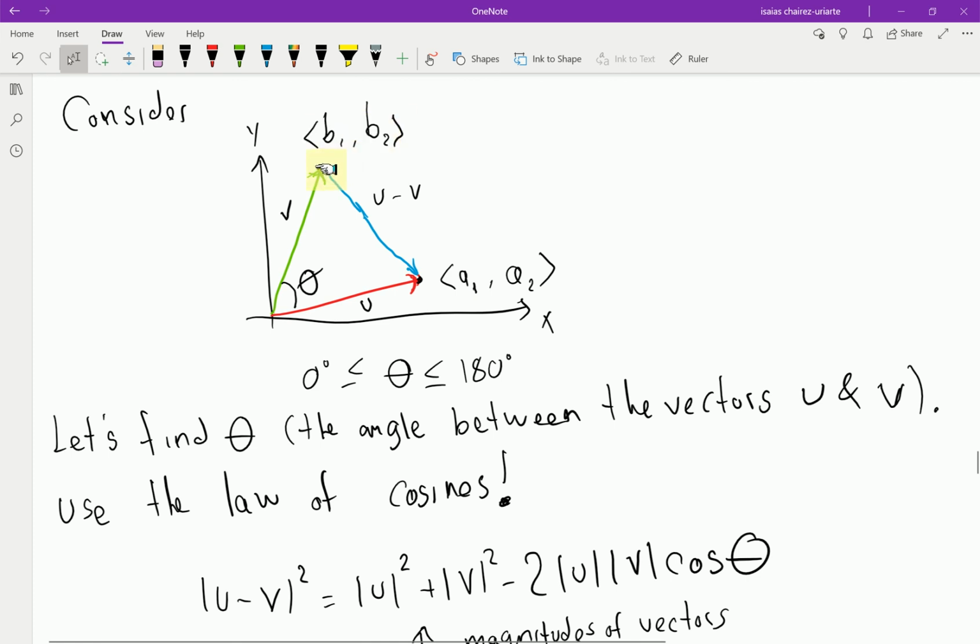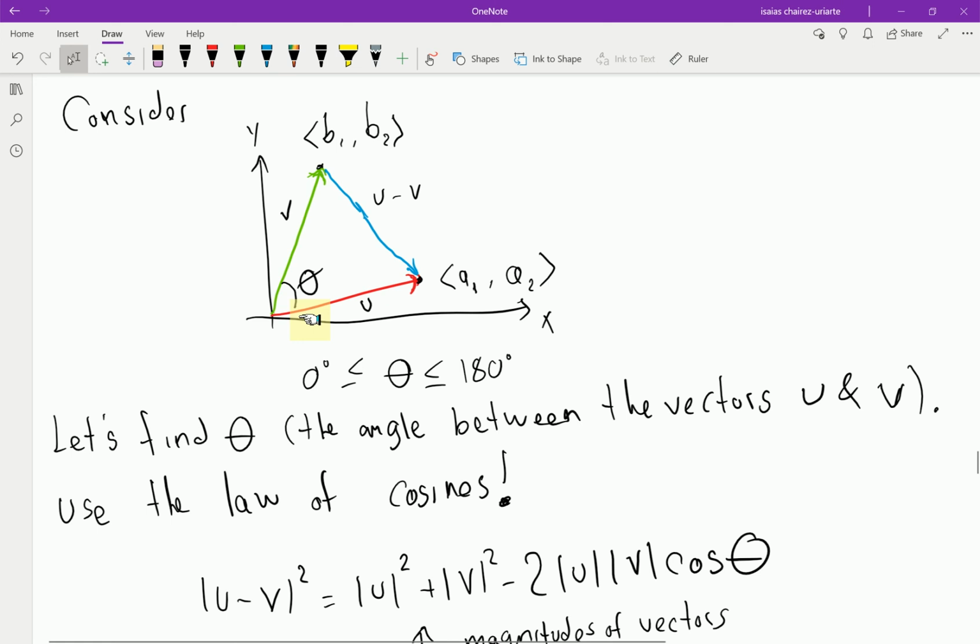And then I have this other vector u minus v. U minus v is this diagonal. U plus v would have been the longer diagonal of this parallelogram. That would have been the sum. Right now I'm dealing with u minus v. Another consideration here is let's keep the angle theta to be bigger than or equal to 0 and less than or equal to 180. Let's find theta in this picture. Theta is just the angle between the vectors u and v. So I am trying to find the angle between the vectors u and v.